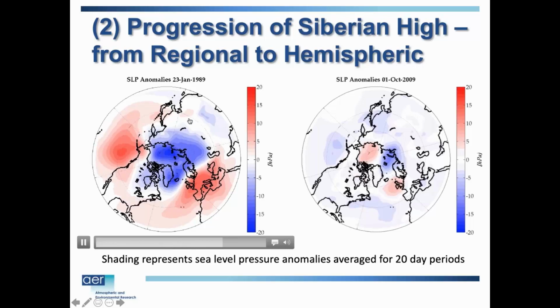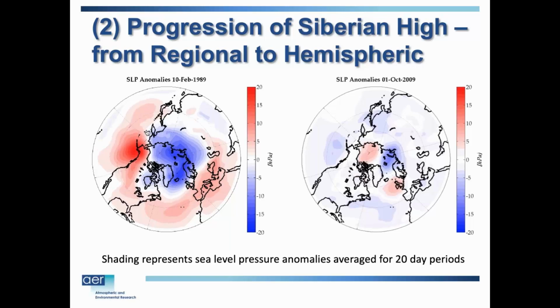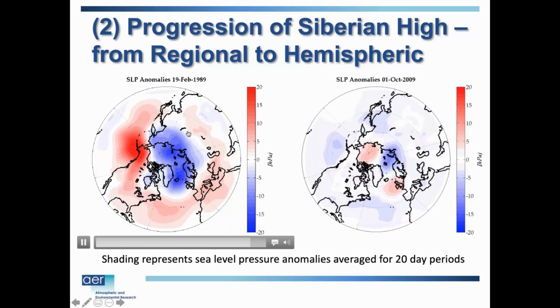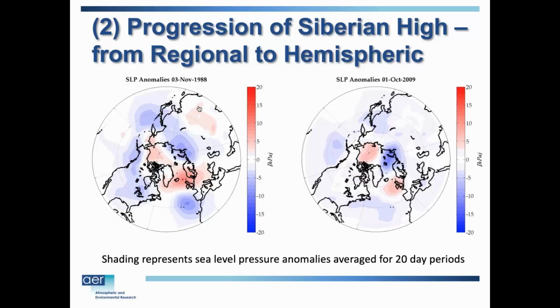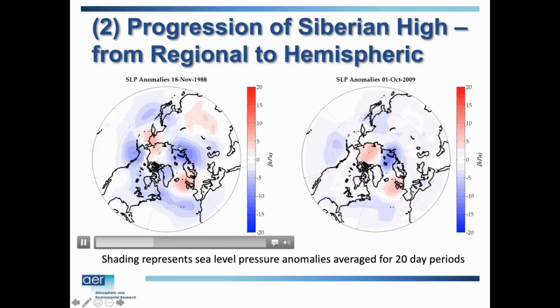The Siberian high's center is more towards Mongolia, that's where it's centered. You would look for what happens northwest of there towards the Urals and Scandinavia. Throughout these talks, blues will be negative anomalies, or low pressure in this case, and red positive anomalies, or high pressure. So you can see, northwestward of the Siberian high, you have low pressure anomalies.